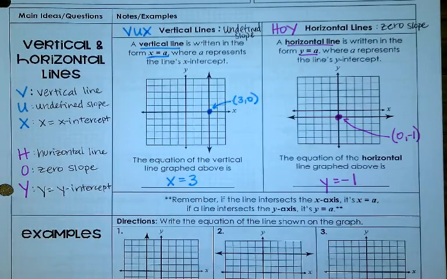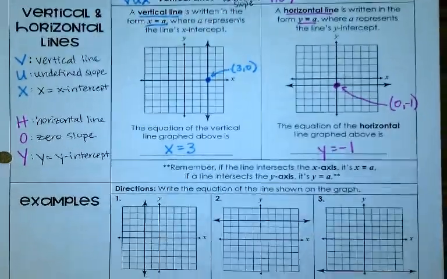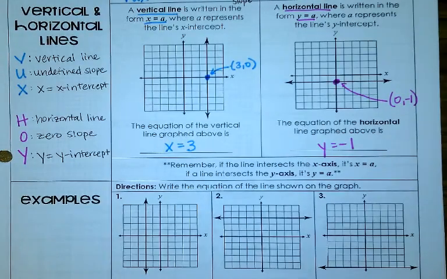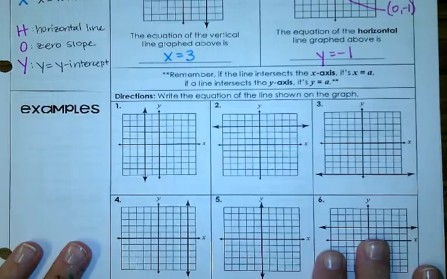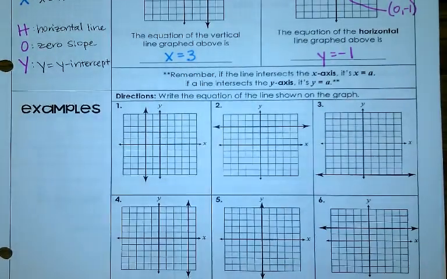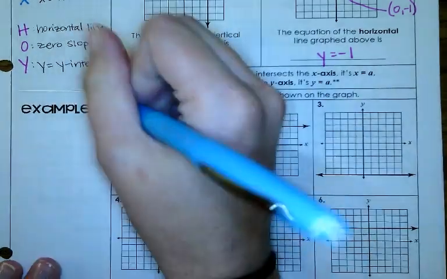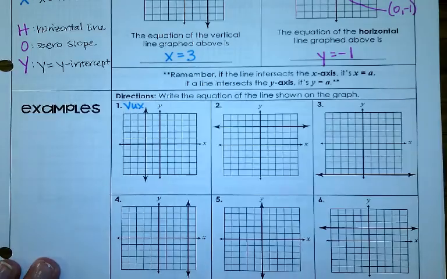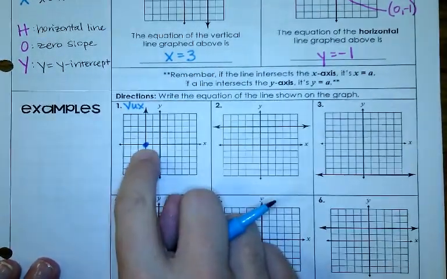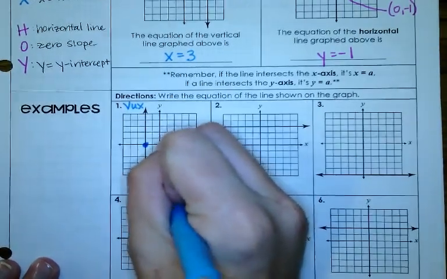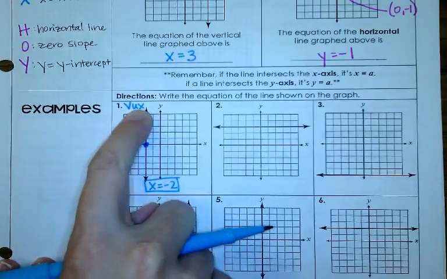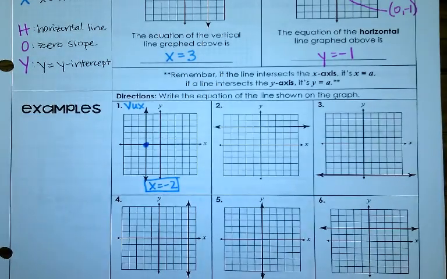Guys, I like to write the little VUX or HOY next to each one, because once again, this is one of those really simple things that it's very easy to confuse and mix up with one another. So let's look at a couple of these. For number 1, is this a vertical or a horizontal line? Vertical. So I'm going to write VUX here so I don't forget. What is the X-intercept? -2. So my equation is X equals -2, because of VUX. For number 2 here, is this horizontal or vertical? Horizontal. So I'm going to write HOY.